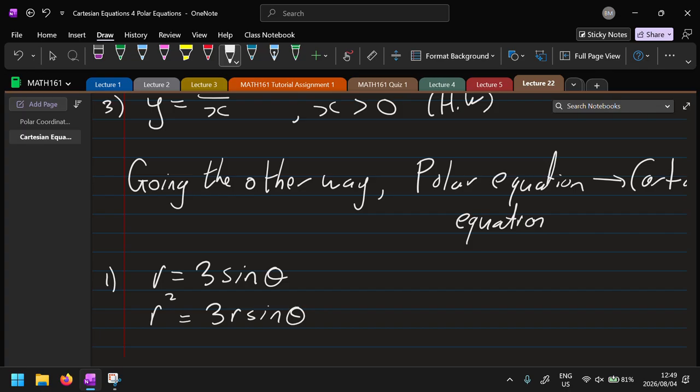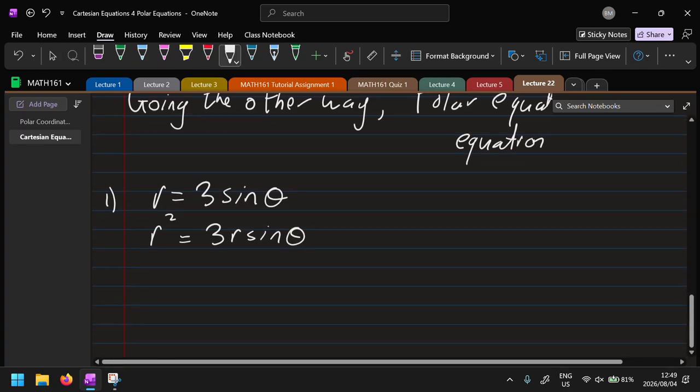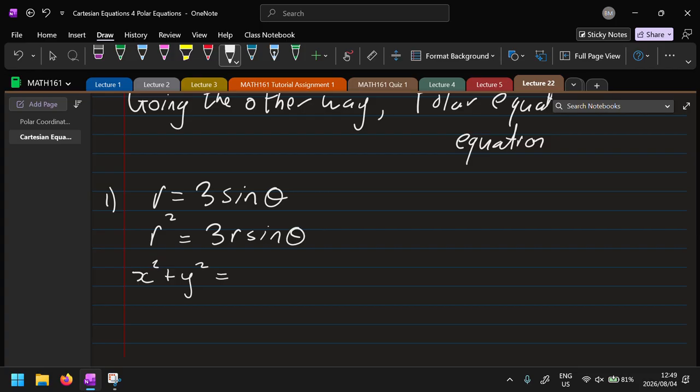Now, on that right side, r sine theta, what does that become? y. And on the left side, r squared, what does that become? x squared plus y squared, from that formula we had earlier. So on the left side, r squared, we can write as x squared plus y squared. And on the right side, r sine theta, we can write as y. Pretty simple. Any questions for this one?